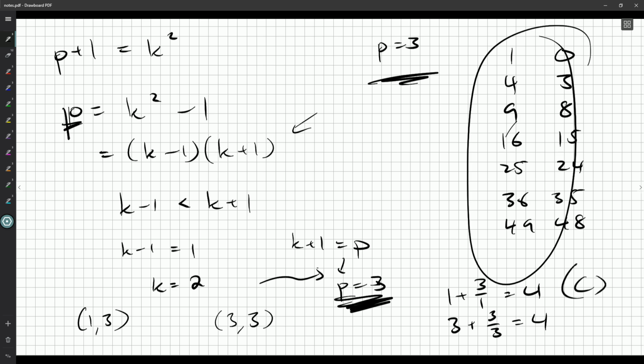Oh, tricky. Gotta read the questions carefully. And we'll continue to read the questions carefully as we take a look at question 6 next time.